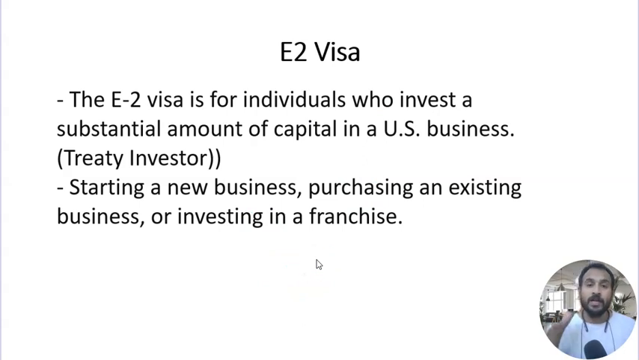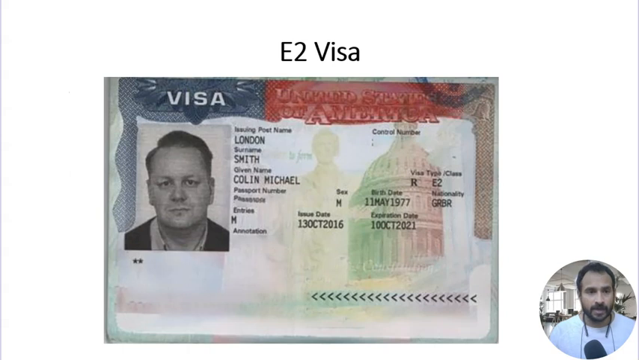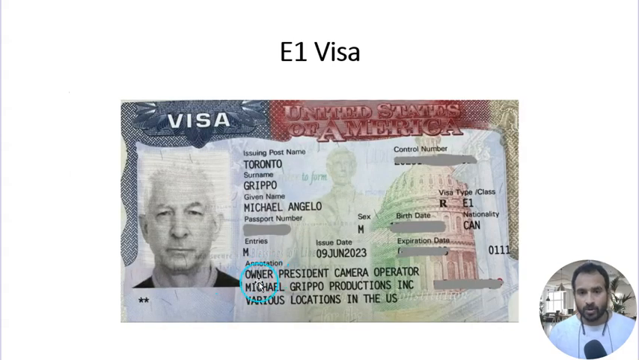E1 or E2 visa holders are only permitted to work with the organization named in the visa. Let's see if these people have something like that. Yes, if you see, owner, president, camera operator, Michael Grippo Production Incorporation. So this individual can only work with Michael Grippo Production Incorporation; they cannot change. This person cannot leave the organization, something like H1B, right?